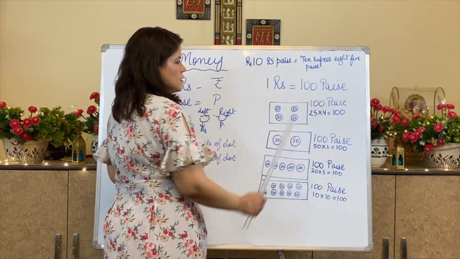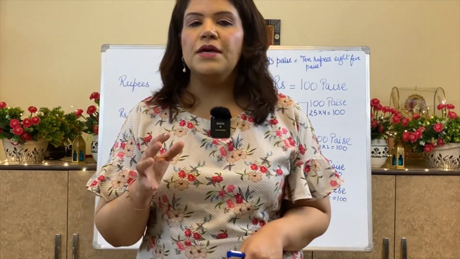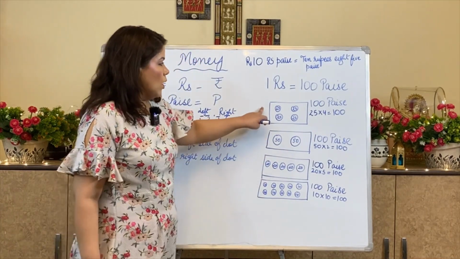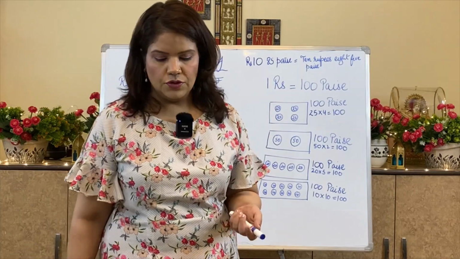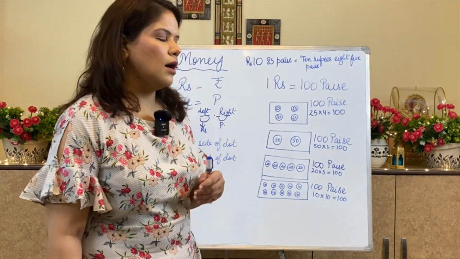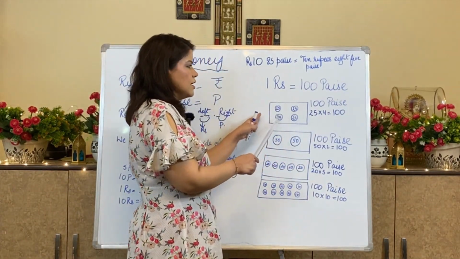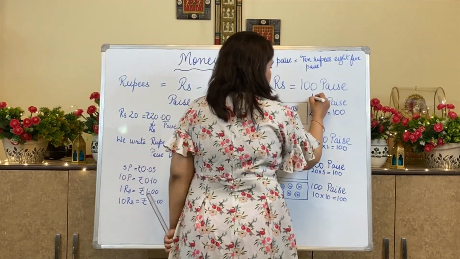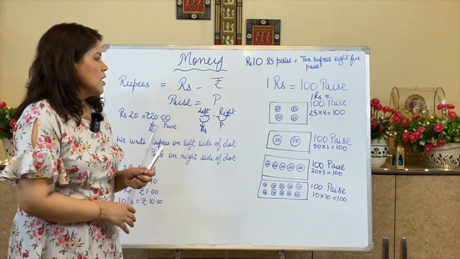100 paisa is there. That means when we have 100 paisa, it will be equal to 1 rupee. And I have introduced you to 25 paisa, 20 paisa, and 5 paisa coins. Now I am taking how many 25 paisa coins I should take to make 1 rupee, which is equal to 100 paisa.